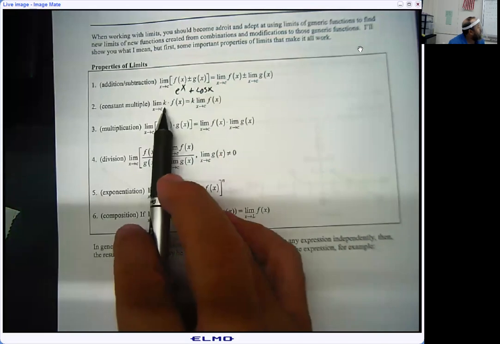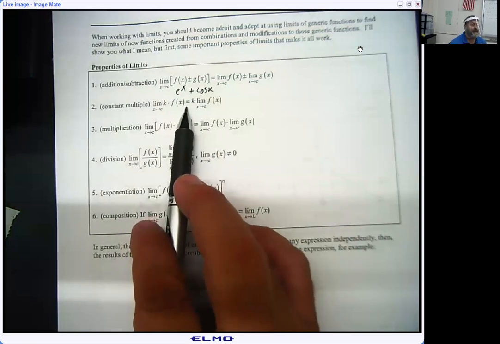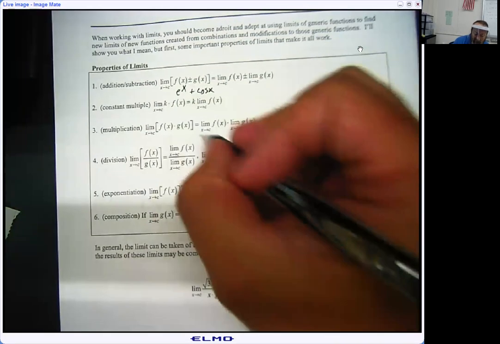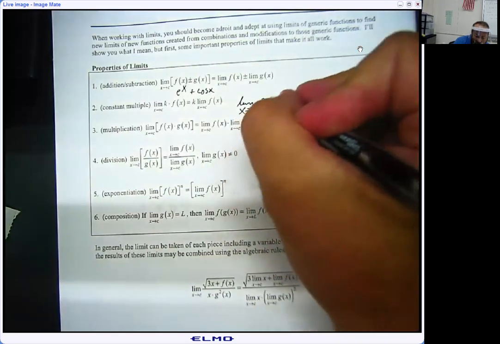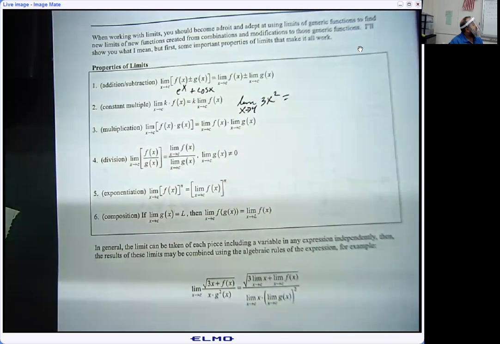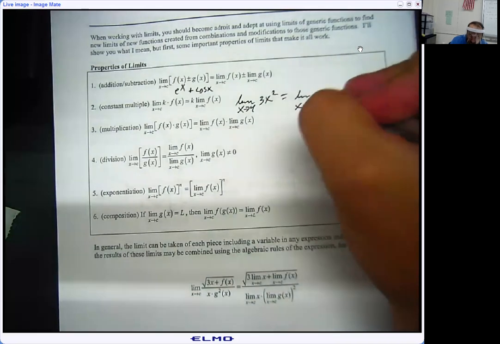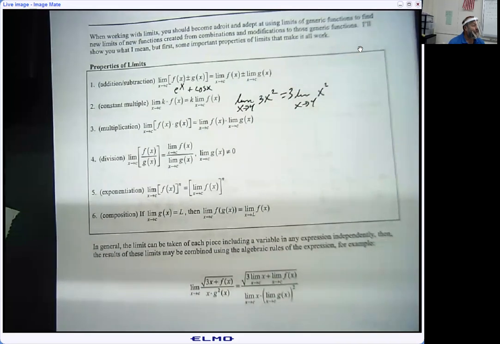Similarly, you see right here how if you have the limit as x of k times f, notice what we did with that k. See how it popped in front? So if someone was saying, for example, the limit as x approaches 4 of 3x squared, that would be identical to 3 times the limit as x approaches 4 of x squared. That allows the 3 to just pop in front.